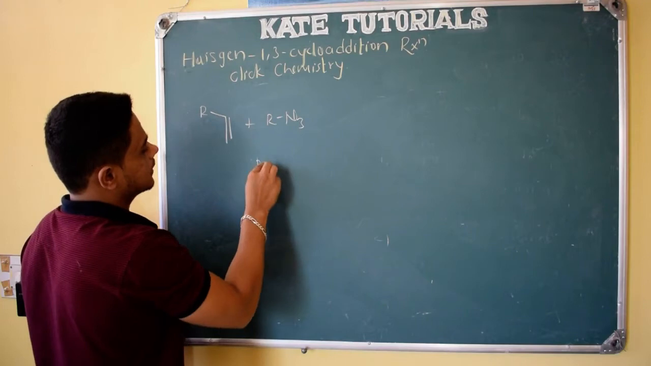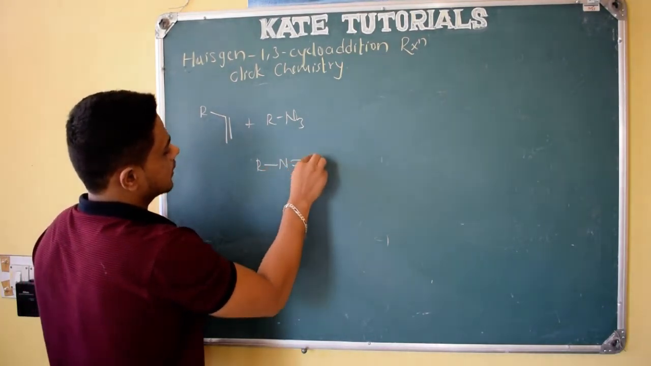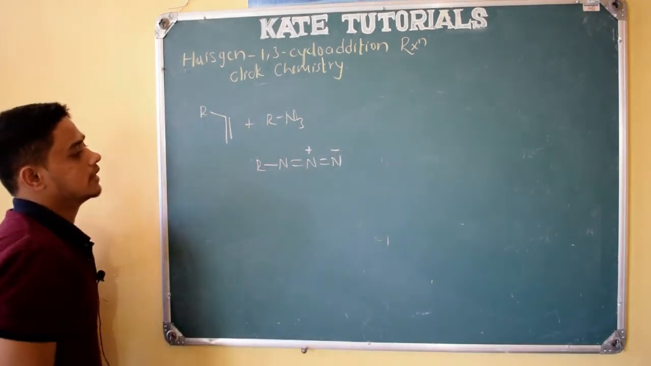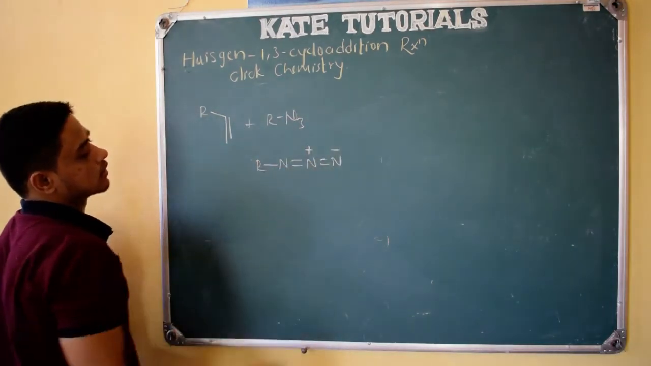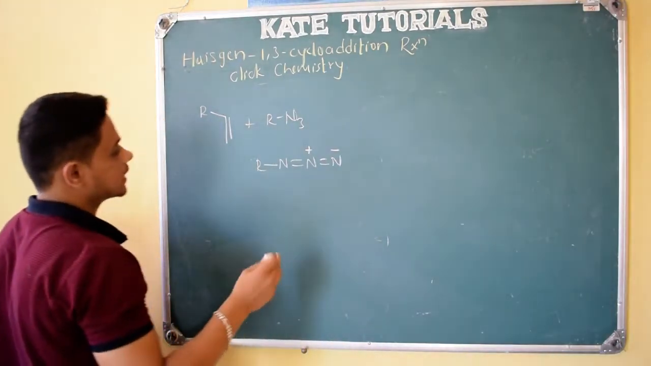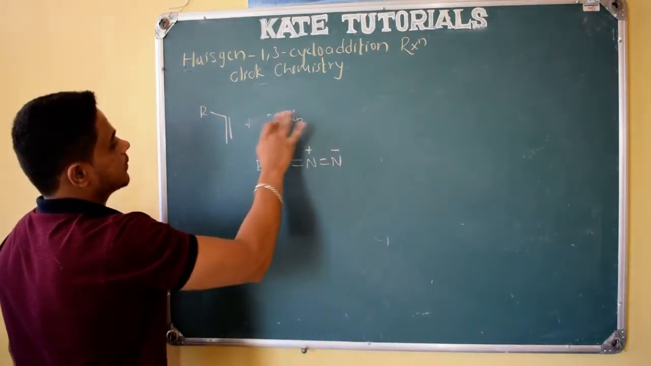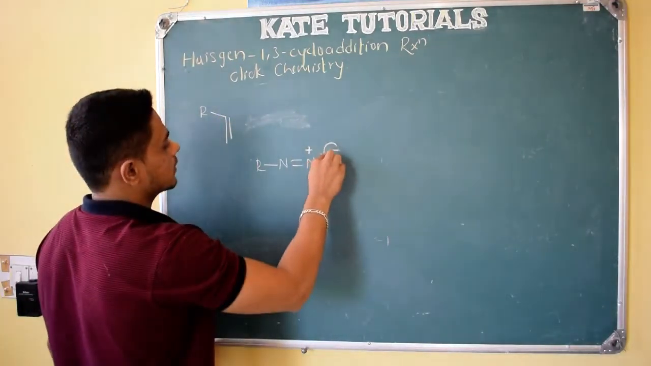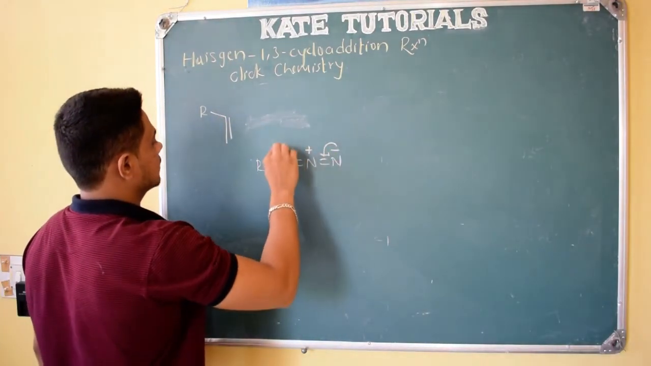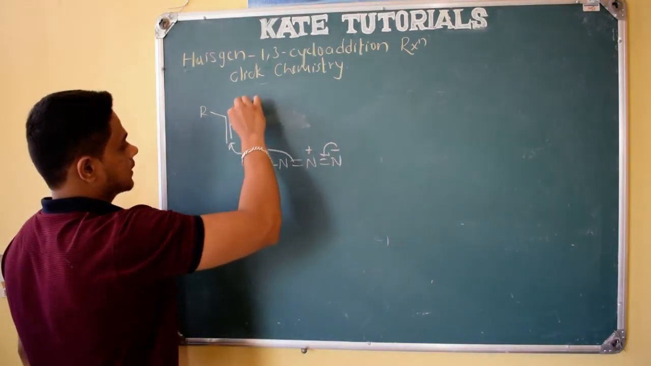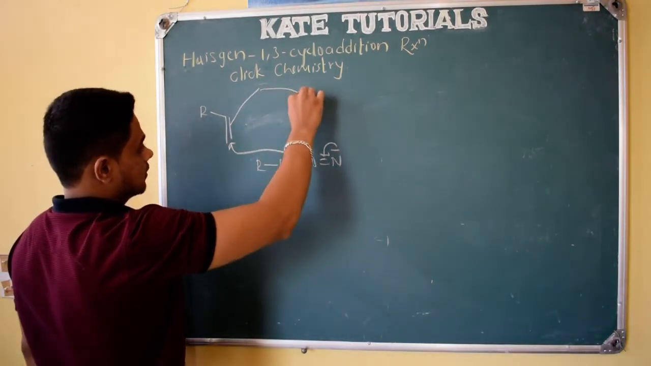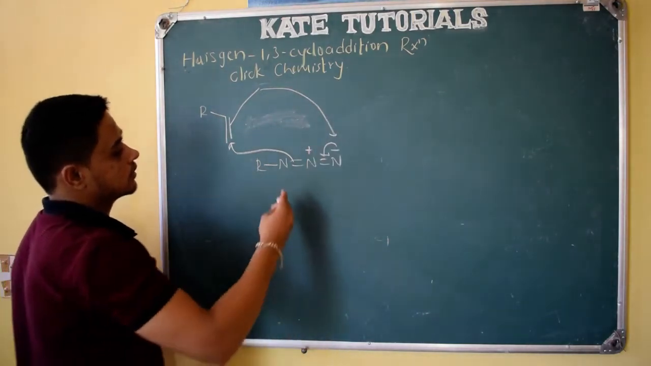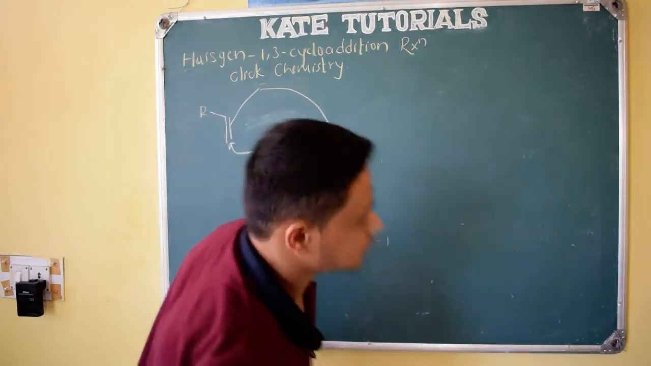RN3, I have told, RN3 means N double bond N double bond N, negative charge on nitrogen and positive charge on this nitrogen. It can attack like this also, it can attack like this also, right? Based on the things we need to tell. So let me take RN3, I will take this only. So how will it do? It will attack like this. I hope you are getting it, right? This is simply nothing but like this only.